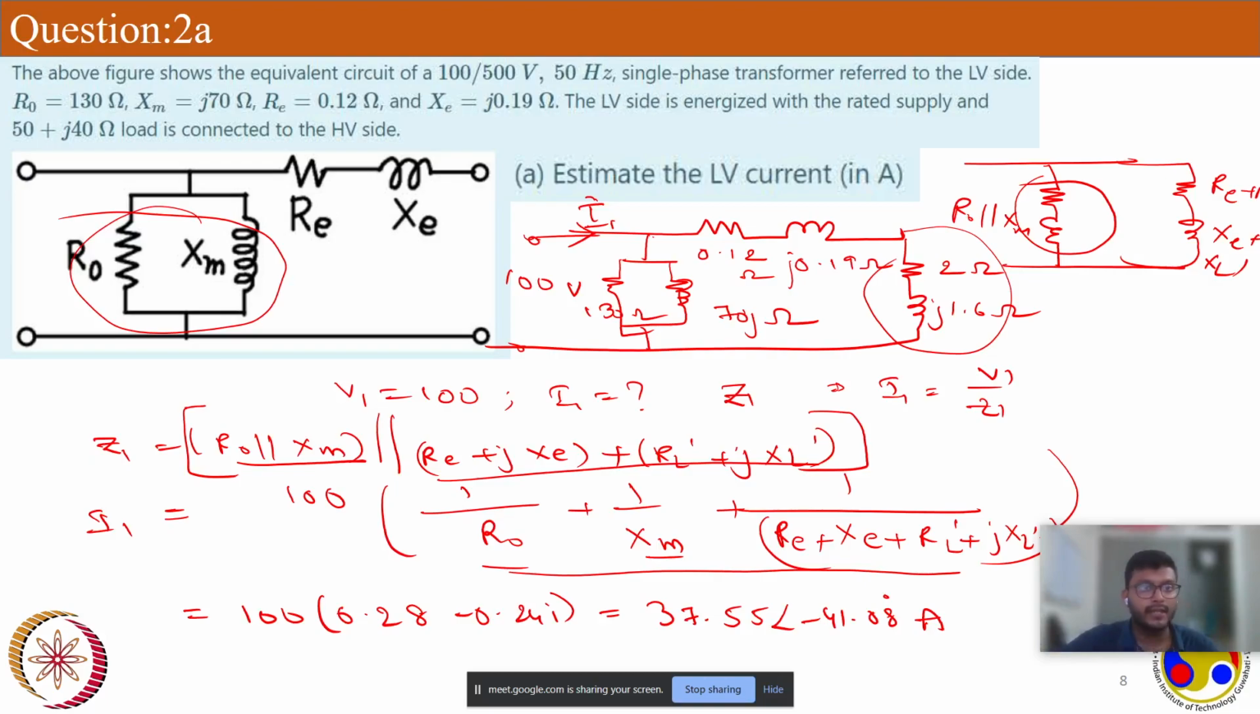It's just a bit lengthy calculation. Please make sure you don't make any calculation mistake. That's very critical. Here is how I calculated in polar form.